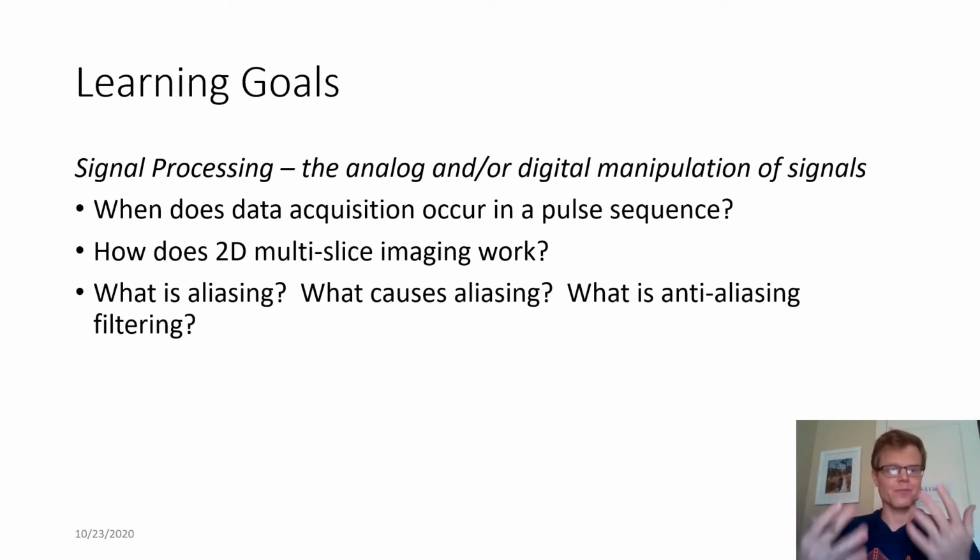Okay, so in general, signal processing is referring to the analog and/or digital manipulation of signals. And so we're going to look at a couple of things related to signal processing. First off, when does our data acquisition occur? So when are we actually getting the signals in our pulse sequence? And then one manipulation that we're making of the data acquisition is going to be figuring out this technique called 2D multi-slice imaging. And then finally, really digging a little more into some hardcore signal processing and talking about the concept of sampling and aliasing.